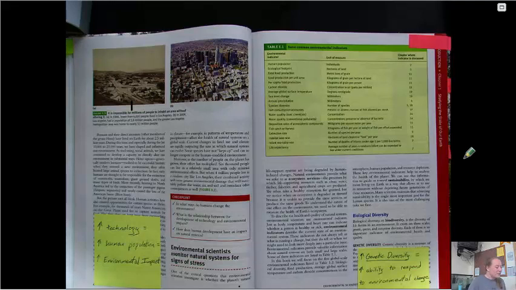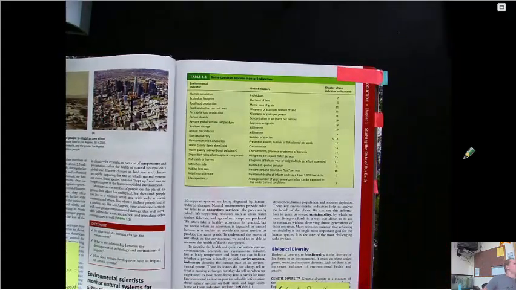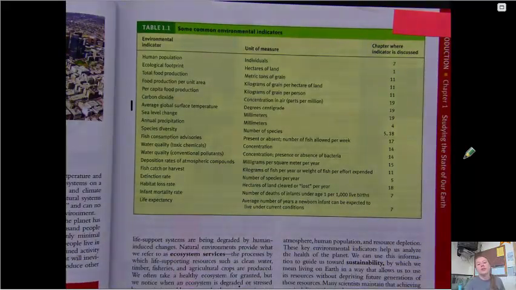All right, so moving on to our next section, we're looking at environmental scientists. They monitor natural systems for signs of stress. So these signs of stress, we call them environmental indicators. I'm gonna zoom in on this table just a little bit so you can see it better. So the human population is one of our environmental indicators.